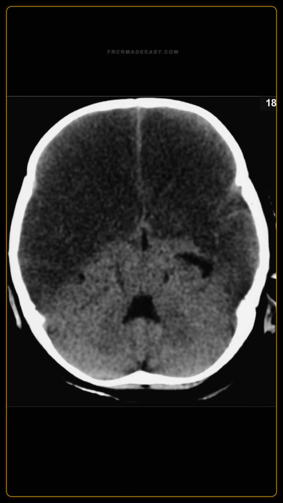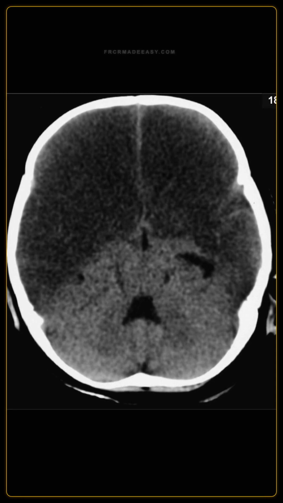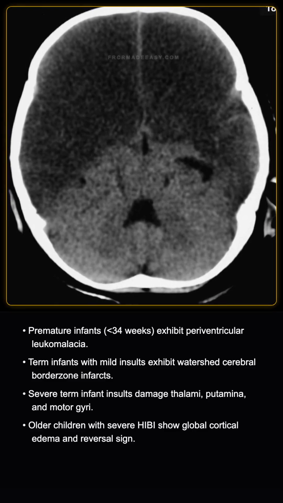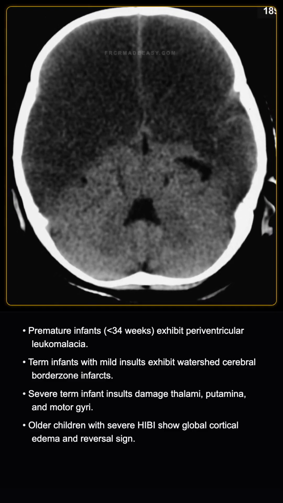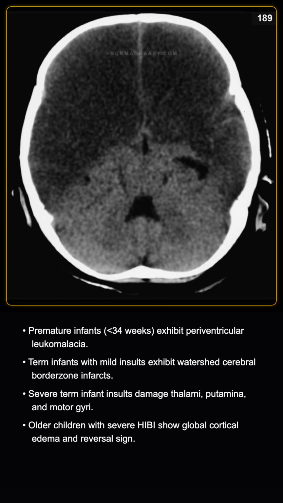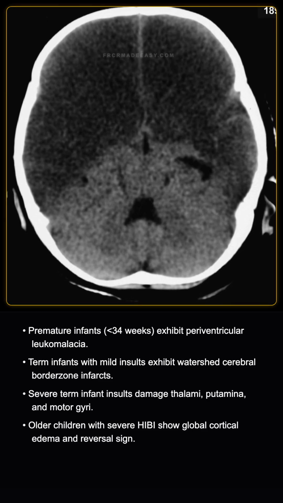How does the distribution of hypoxic ischemic brain injury differ between premature infants, term infants, and older children? In premature infants under 34 weeks of gestation, the paraventricular germinal matrix and deep white matter are highly vulnerable, leading to paraventricular leukomalacia, which spares the cortex and deep gray nuclei.